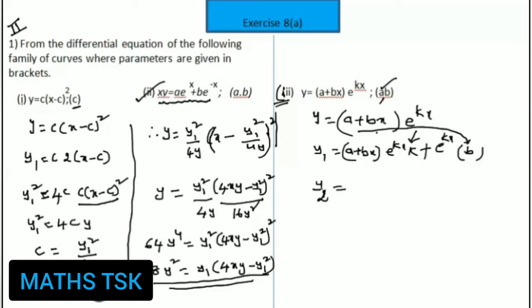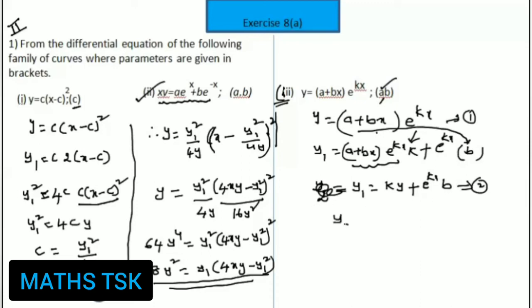Or else you write like this: y1 is equal to, what is the value of this? A plus bx e power kx is y. So I can write it as ky plus e power kx into b. Okay. So this is equation number 1. So this is equation number 2. Y1 is equation number 2.